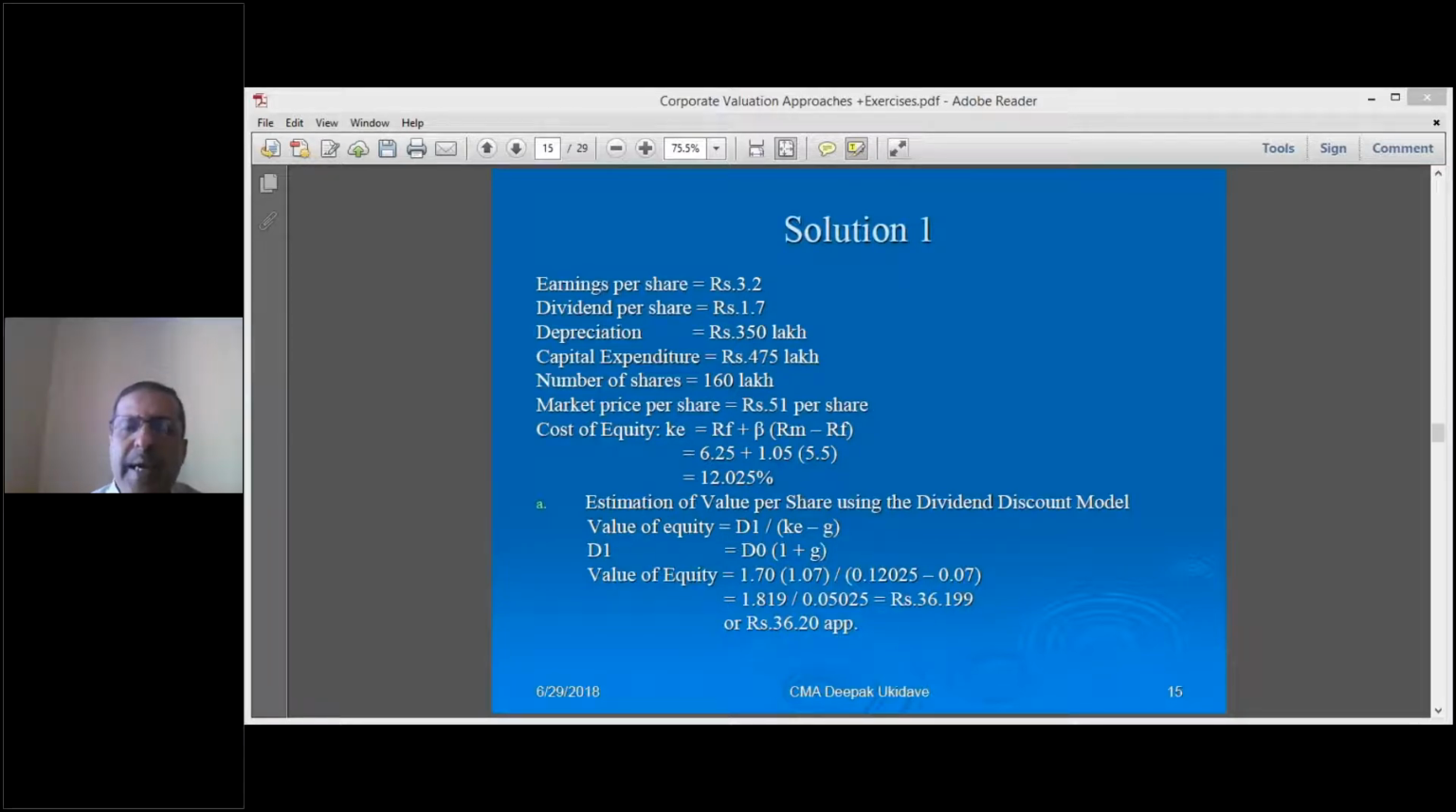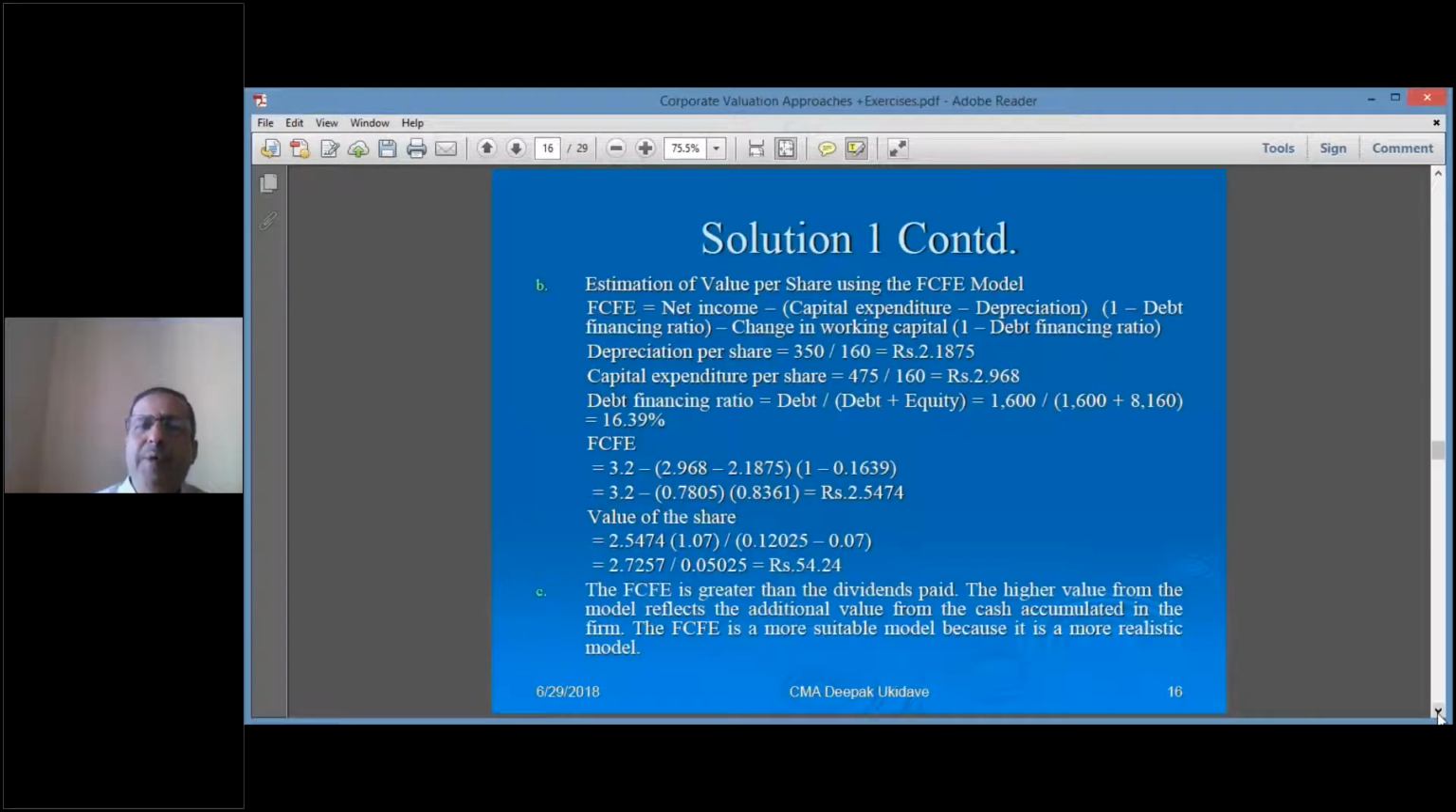So 36.20 approximately. See, I have written the value of equity is 36.20 approximately. Now let's go to the next slide where I have solved it using the second method. This is method A, the dividend discounting model. Now let us solve using another approach, and that is the FCFE model. Please take down the formula for this.